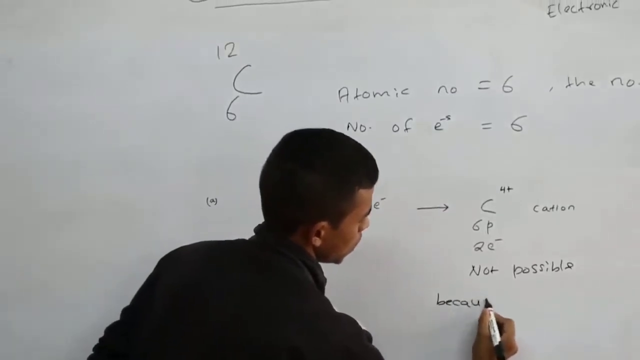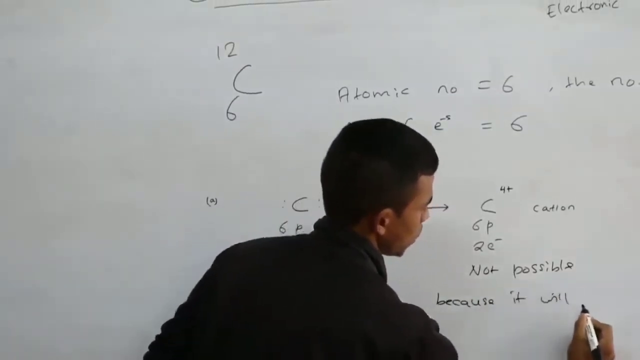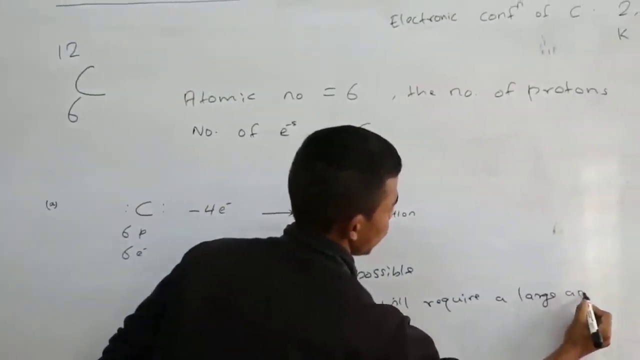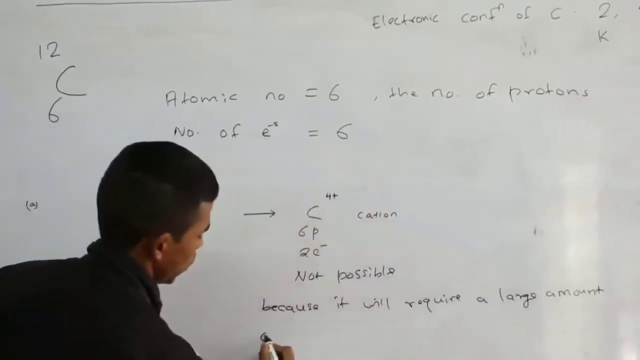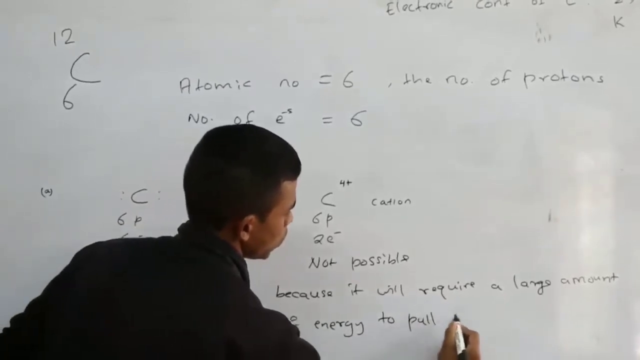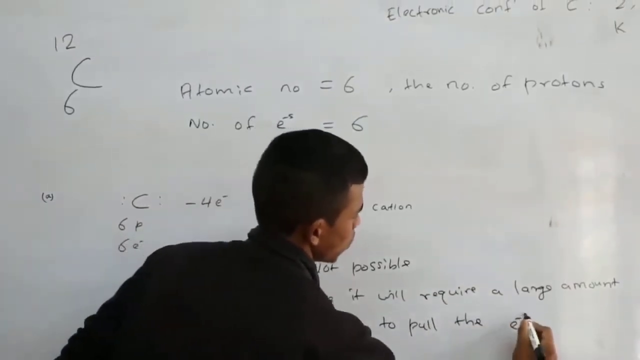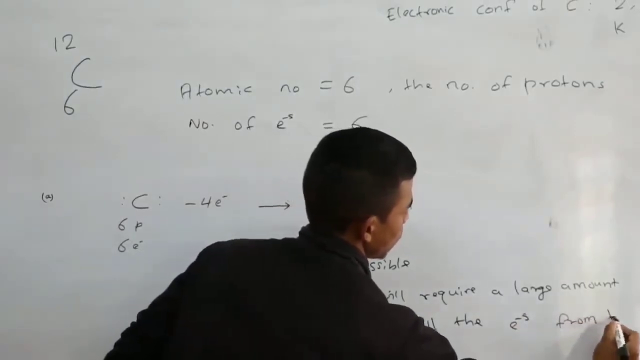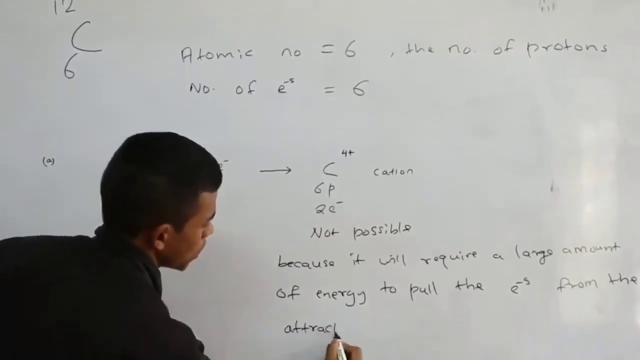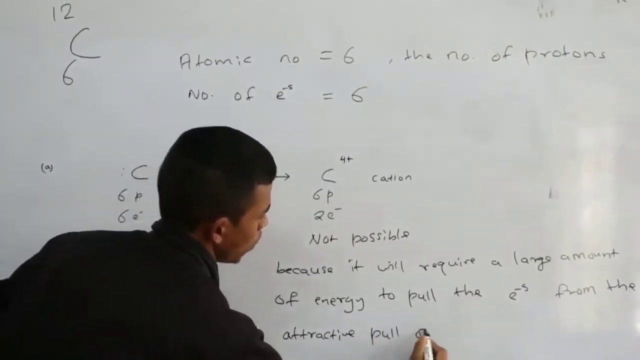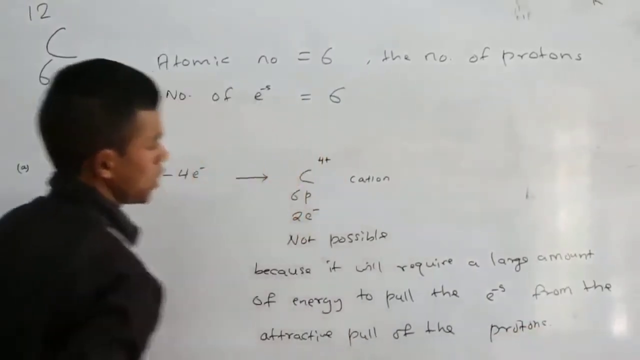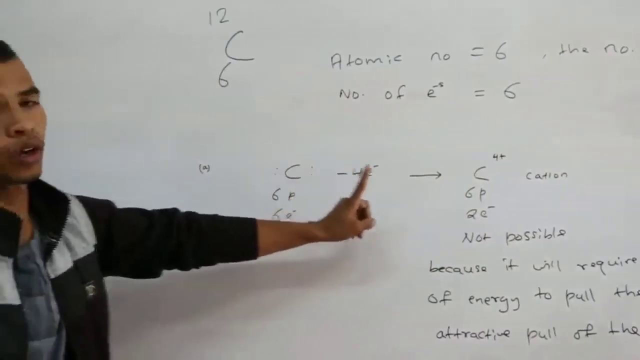because it will require a large amount of energy to pull the electrons from the attractive pole of the protons. So this case is not possible.